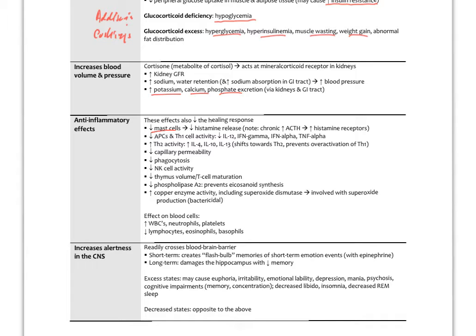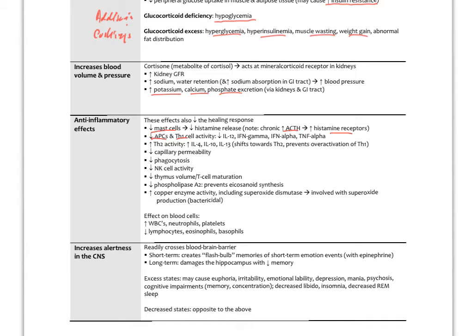More chronically, with elevated CRH and ACTH, we're going to see more histamine receptors and more histamine activation. So that's a confusing one. Cortisol chronically can actually lead to hyperhistamine states, opposite of what you might think. And then you're going to decrease your antigen-presenting cell activity, decrease T cell activity, decrease IL-12, interferon gamma, interferon alpha, TNF alpha. These are all the cytokines used by the T cells and the APCs.